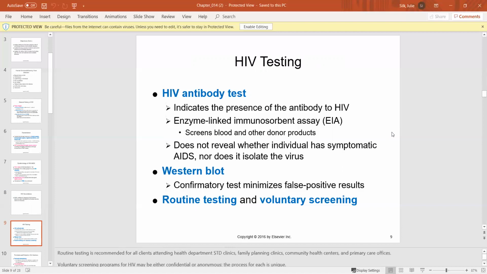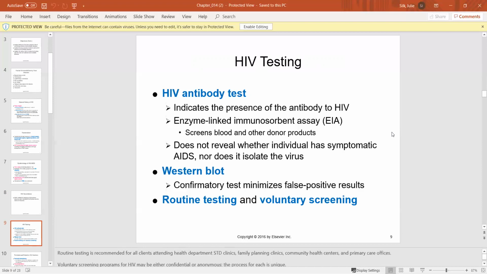So there is an HIV antibody test. This will indicate the presence of an antibody to HIV. And there's a couple different names for it that you might see. This one is called enzyme-linked immunosorbent assay, so EIA. I have also seen it written as ELISA, E-L-I-S-A. So that's another one that's an antibody HIV test. It screens the blood and other donor products, and this does not reveal whether the individual has symptomatic AIDS, nor does it isolate the virus. It just says if you have it or not.